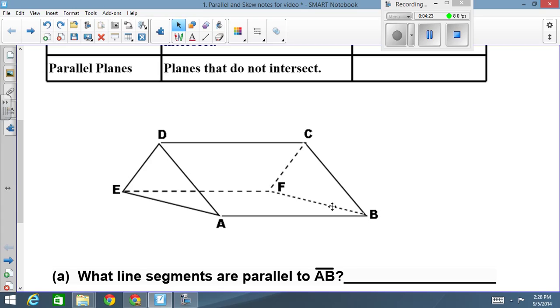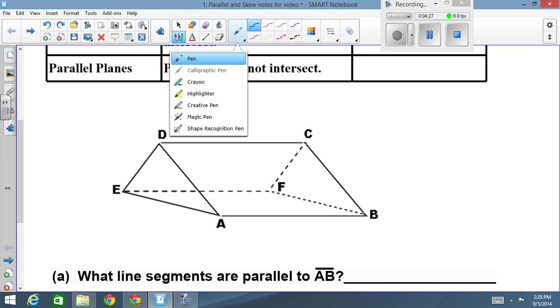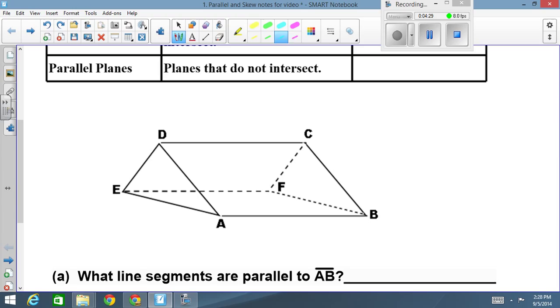They'd never intersect. So in this particular picture, I'm going to go to my highlighter here, and I'm going to try to kind of color in a couple of walls that are parallel. If you think of this end right here, okay, that end and this end, those are parallel planes. If you extended those to infinity, they would go on and they'd never touch. Now you couldn't use the other 3 faces because those all intersect with each other.